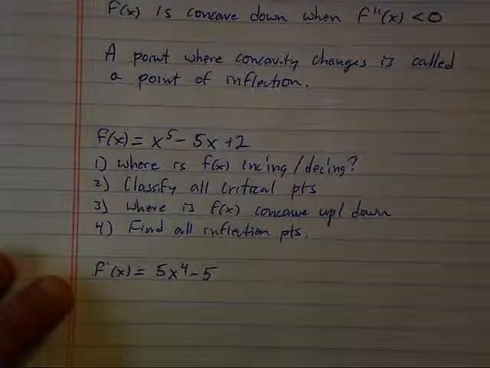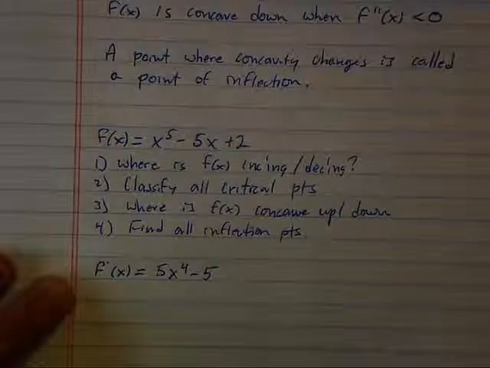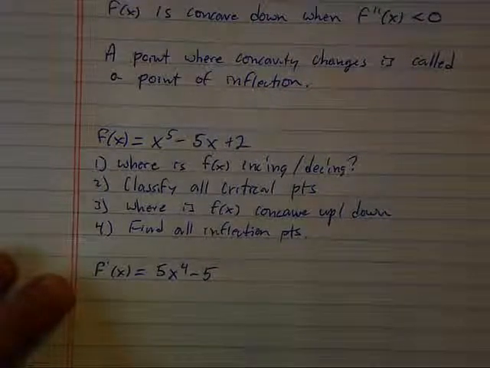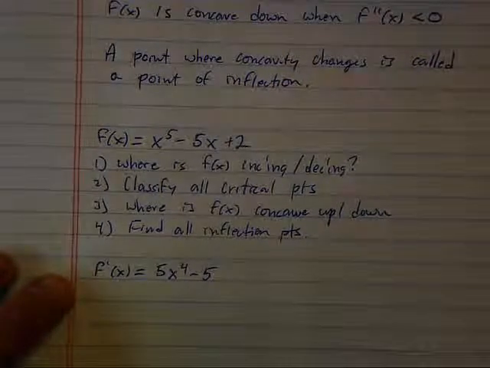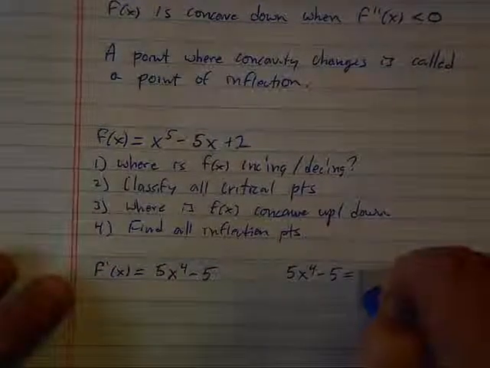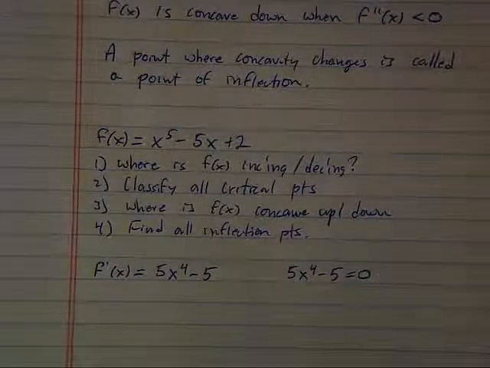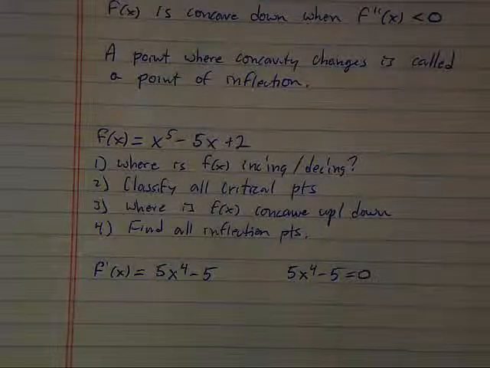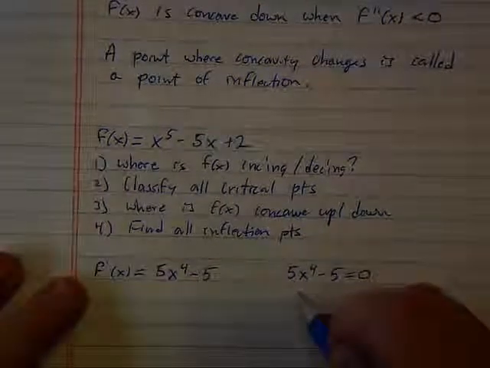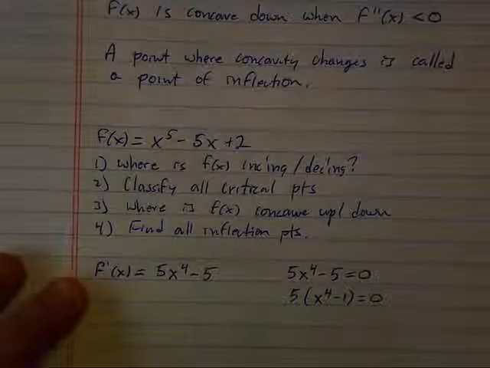What do I do with the derivative? Well, eventually I'm going to have to do it again, that's true. But right now I'm just working on increasing, decreasing. To find increasing, decreasing, I set the derivative equal to 0. And then I need to solve that equation. How would you solve that equation? Factor out a 5. 5 times x to the 4th minus 1 equals 0.